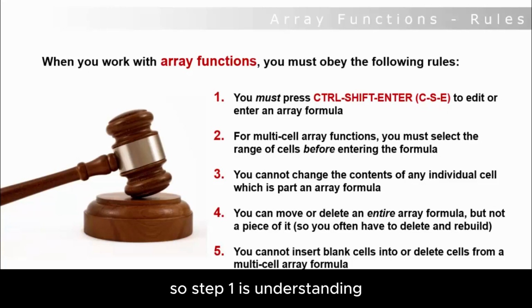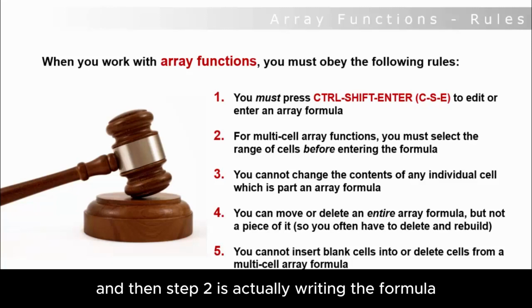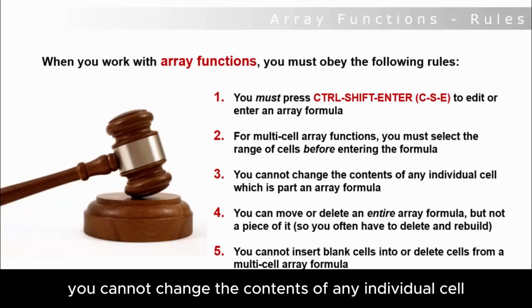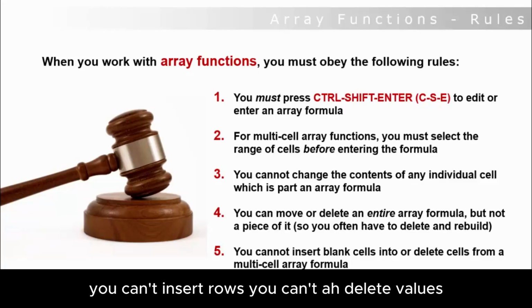So step 1 is understanding what range of cells you want your formula to be applied to, and then step 2 is actually writing the formula. Rule number 3, this is an important one. You cannot change the contents of any individual cell, which is part of an array formula. It's kind of strict in that as soon as you write an array formula that's specific to an array, you can't insert rows, you can't delete values, you can't move cells if they're part of that array.